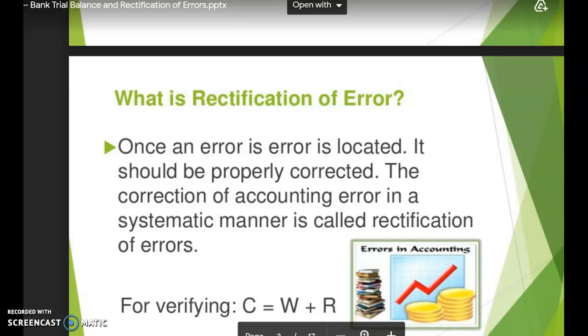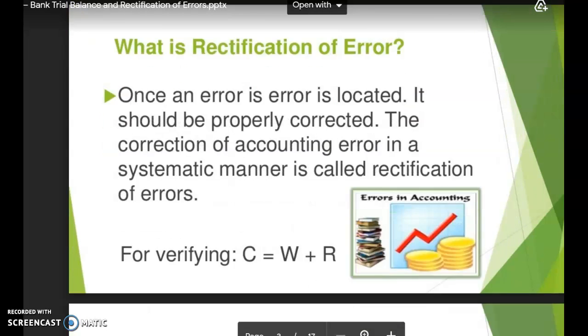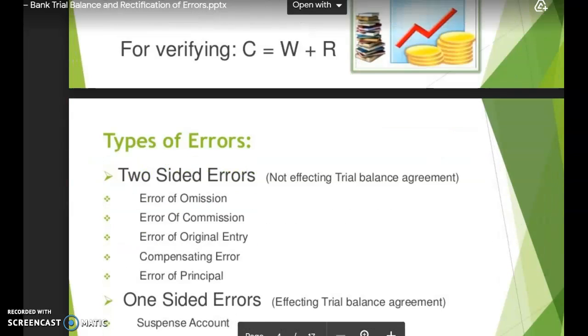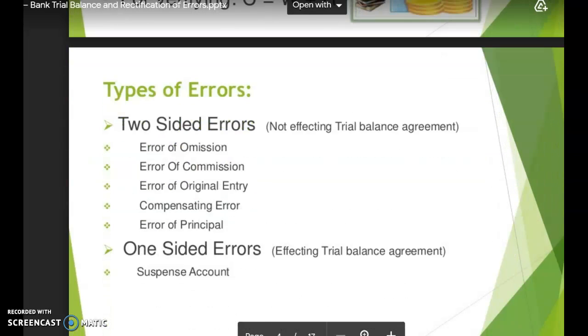Now, how are these errors rectified? Very simply, here the formula is given: for rectification, or for verifying, see here, correct entry is equal to wrong entry plus the right entry. The result will be the correction or rectification of the errors. So first of all, let us understand what the different types of errors are.